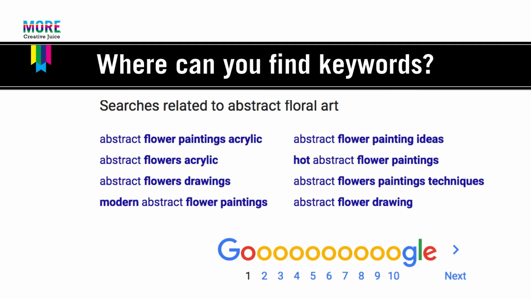One other additional place to look for more keywords is when you've done that search. When I did that search for abstract floral art, if you go all the way to the bottom of your Google page, you will also see searches related to abstract floral art. You can take a look and see what other searches have been done, and if they relate and are relevant to your content, make sure you write that down.